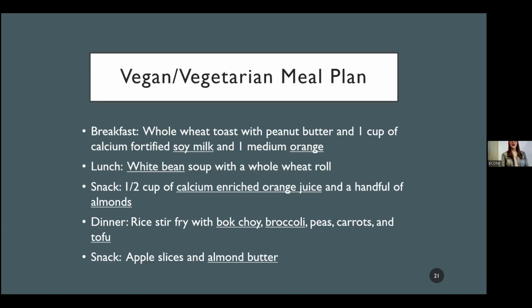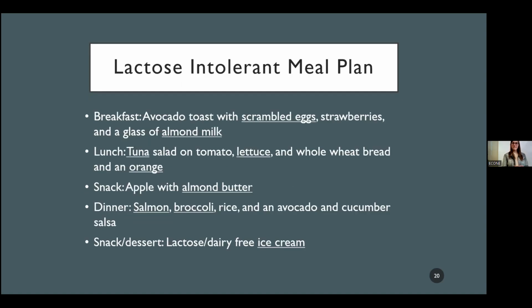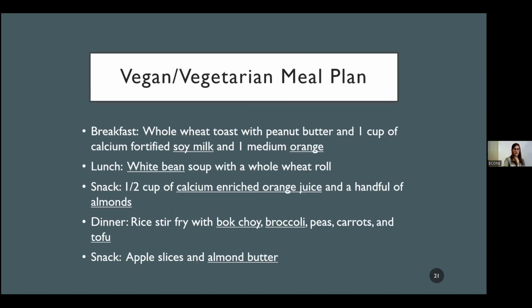I'll go back one more time for y'all to see. Here's the non-restricted. And we will also provide a handout and the slides after this, so you can have these for yourself. Here's the lactose intolerant one more time. And then the vegan vegetarian.